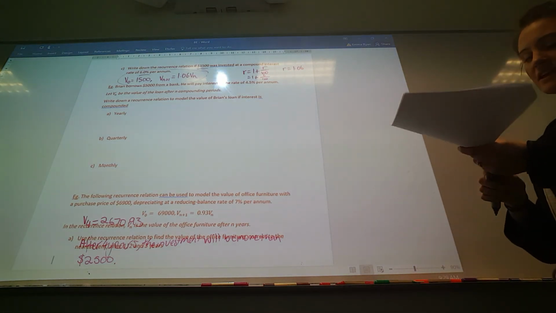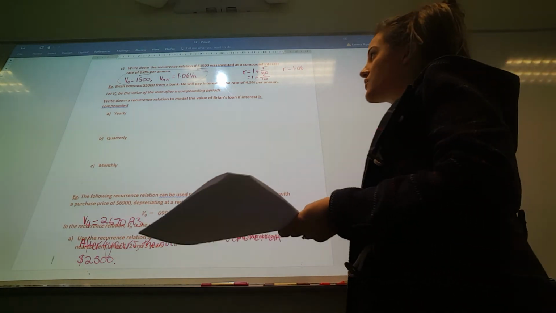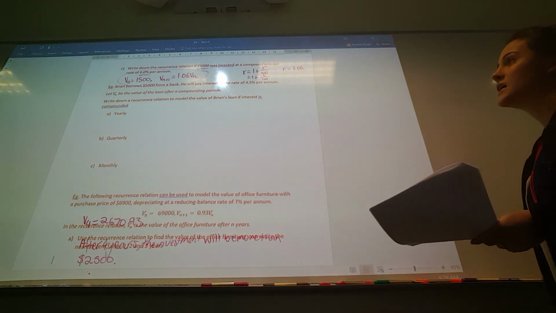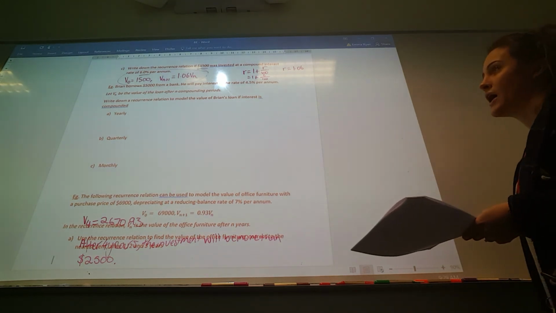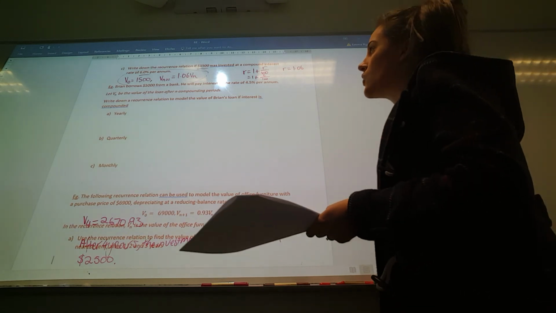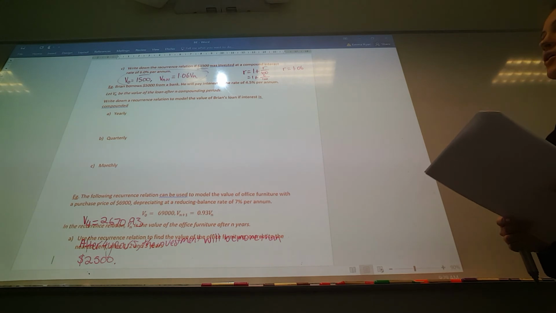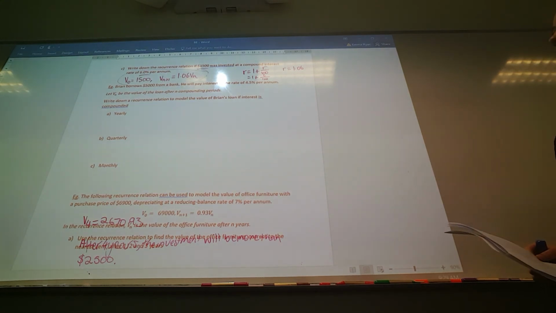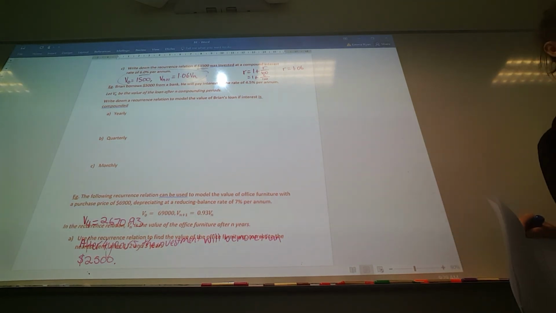All right, let's have a look at this next example. So we've got Brian borrows $5,000 from a bank. He will pay interest at the rate of 4.5% per annum. Let Vn be the value of the loan after n compounding periods. Write down the recurrence relation to model the value of Brian's loan if the interest is compounded yearly, quarterly, or monthly.